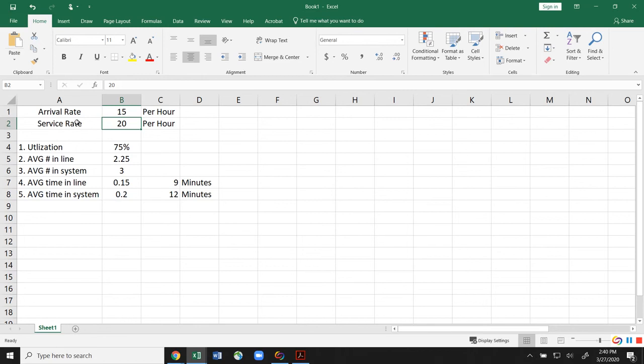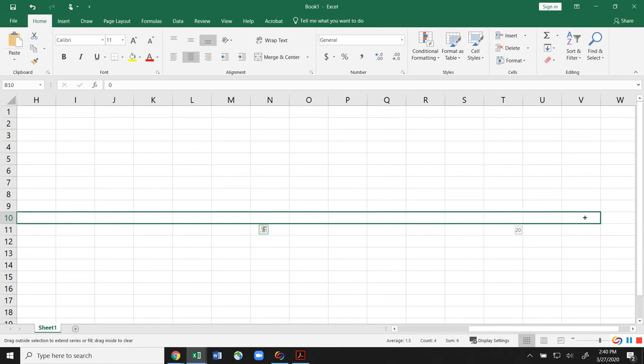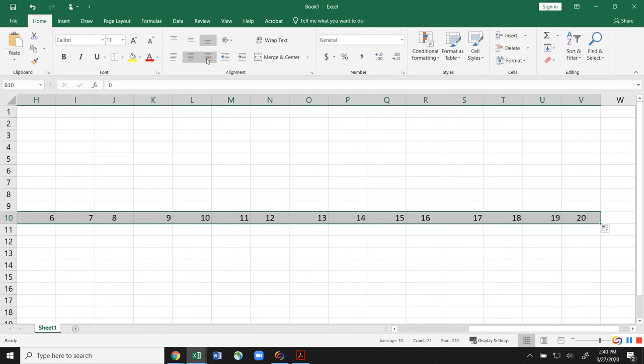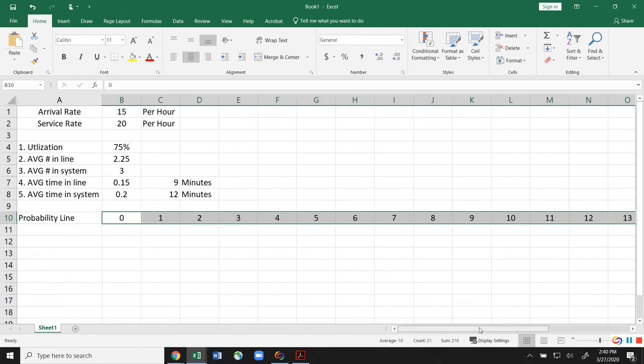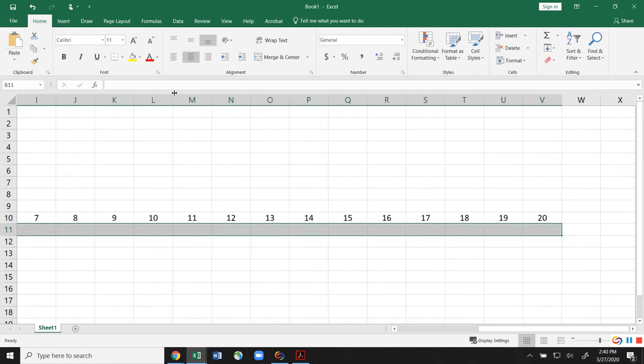So, all right, the next part here, let's go probability line, and just do a line from 0 to 20, or numbers from 0 to 20. Nice thing is we can highlight this and it'll tell us to 20. Alright, and I do want the ones to be center aligned below it as well.